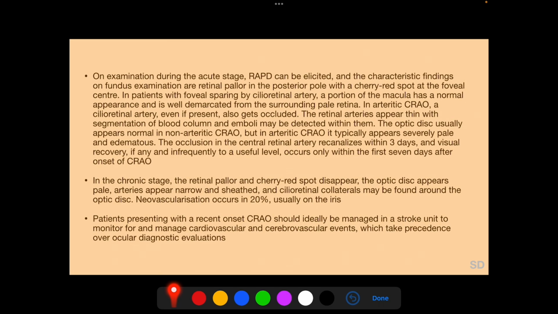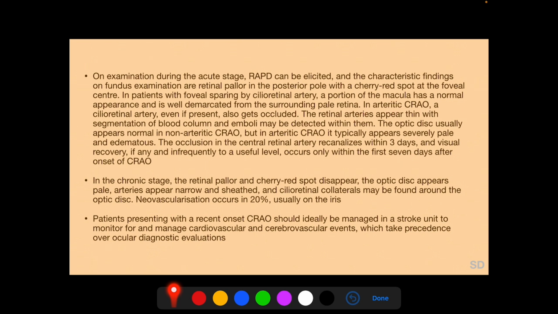On examination during the acute stage, RAPD can be elicited, and the characteristic findings on fundus examination are retinal pallor in the posterior pole with a cherry red spot at the foveal center. In patients with foveal sparing by the cilioretinal artery, a portion of the macula has a normal appearance and is well demarcated from the surrounding pale retina. But in an eye with arteritic CRAO, even if a cilioretinal artery is present, the cilioretinal artery gets occluded by the arteritic process, and cilioretinal sparing of the fovea doesn't occur.